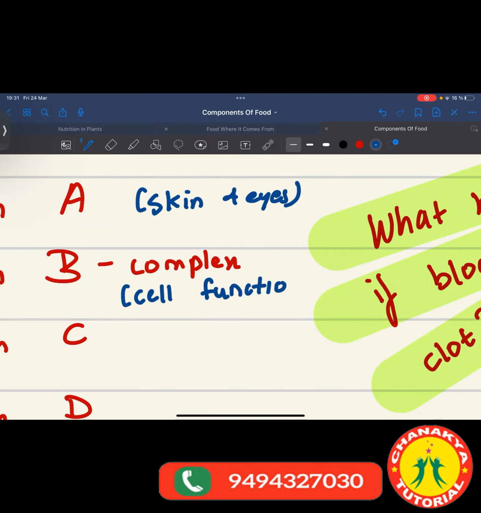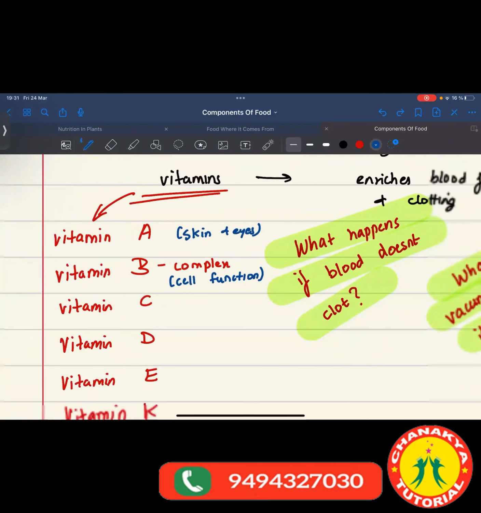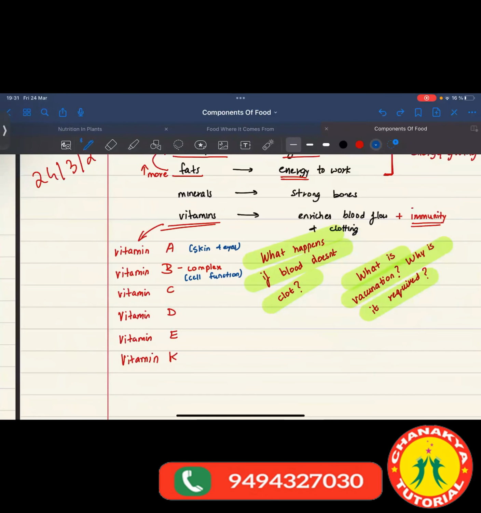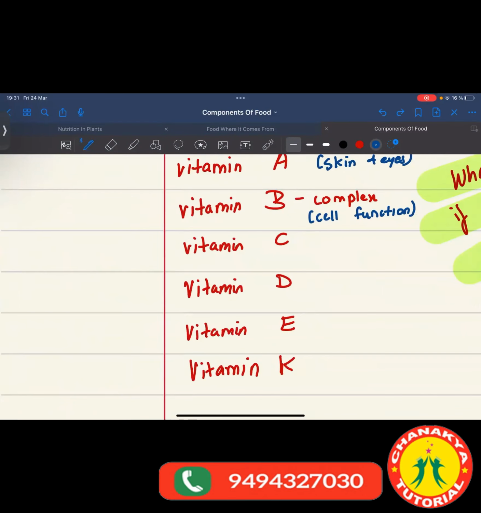What is a cell? Do you know what a cell is? Is it the cell phone? No, ma'am. What is a cell then? No idea? Nobody has heard the term cell?